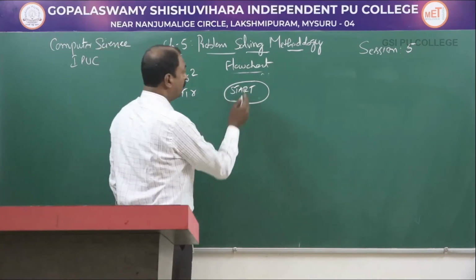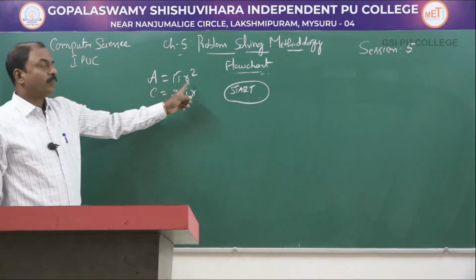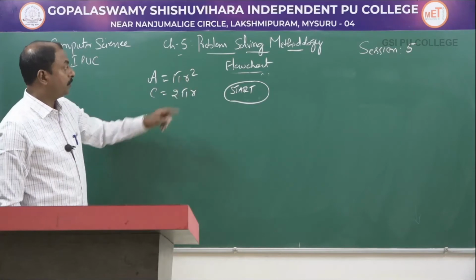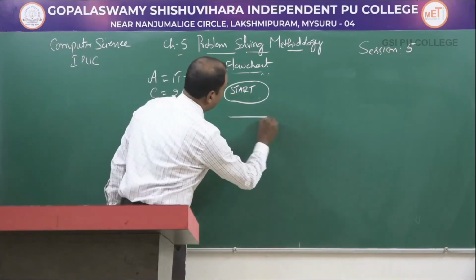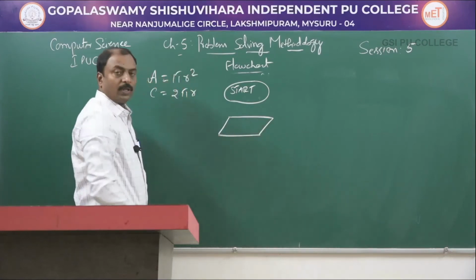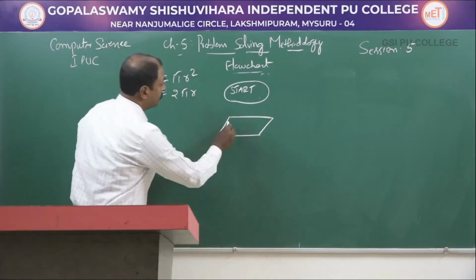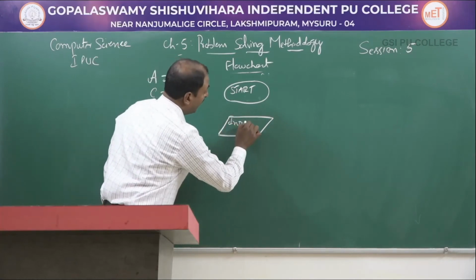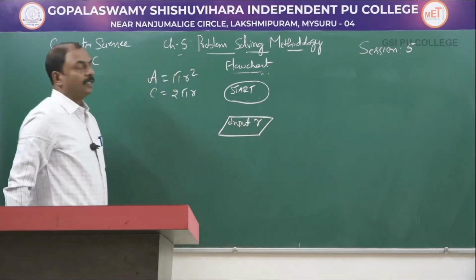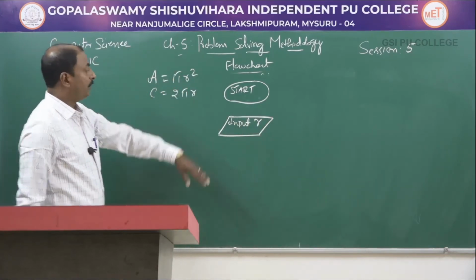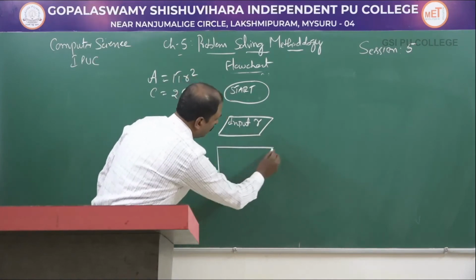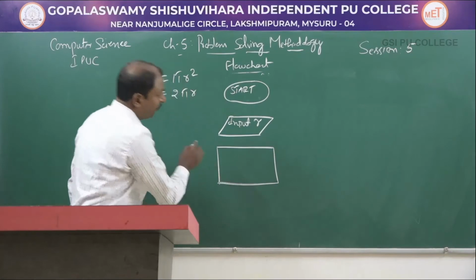Next, this is start. Step 1 is to accept the value of the radius. So there is input, radius. We are using a parallelogram, which accepts the input values. In this example, we have to input only the radius. The next step is applying the formula.